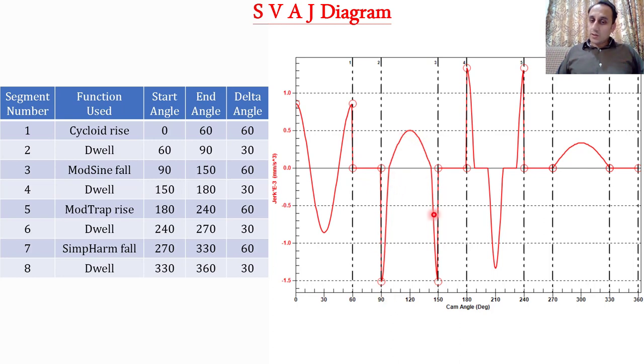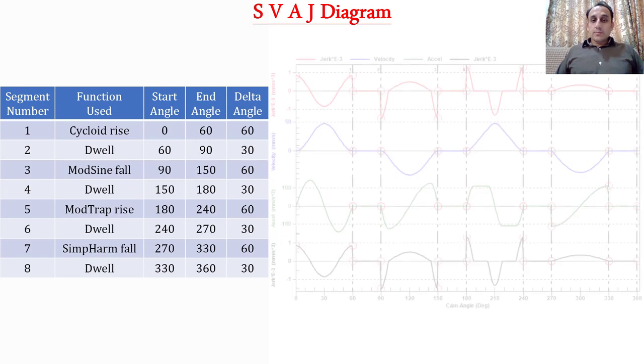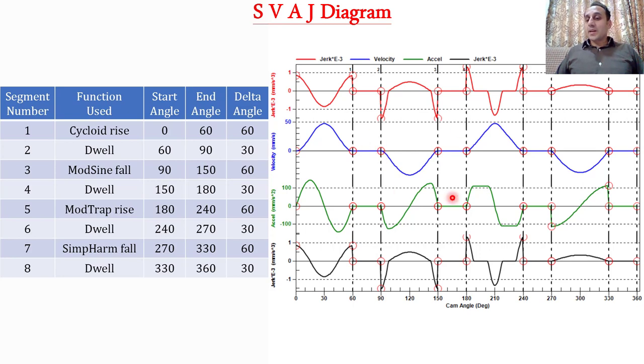And then this is the fall function. This is once again the dwell. Then this is once again our rise function. So once again, the jerk of this rise function is different from this one. Why? Because we chose a different mathematical function. This is cycloid and this is modified trapezoid. So all the diagrams are basically summarized.